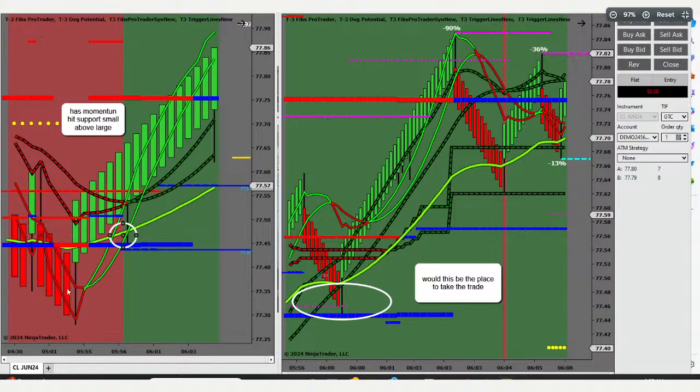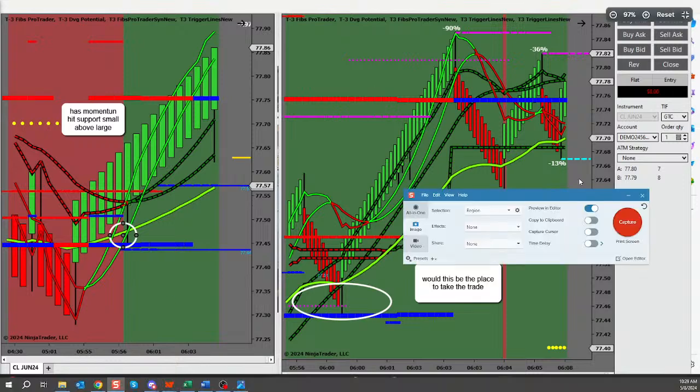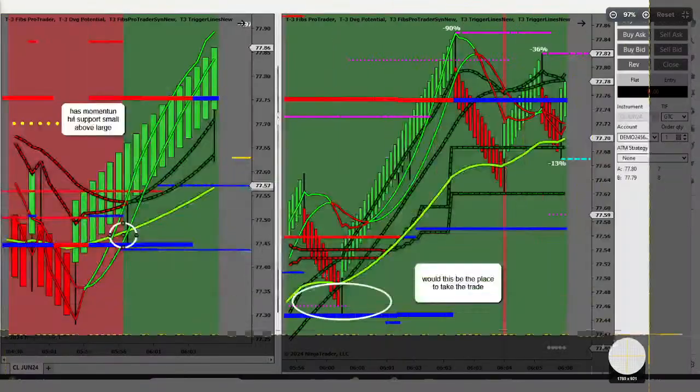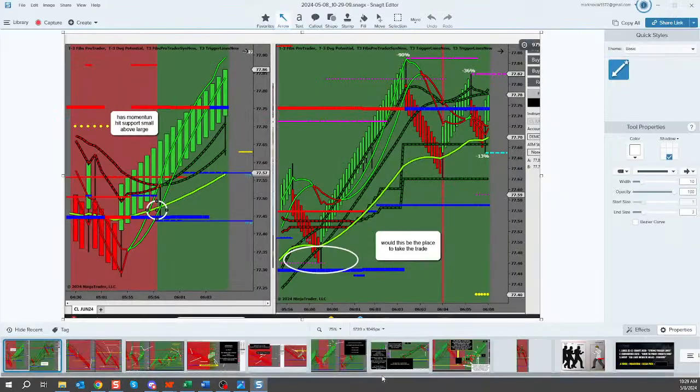Gary, are you with me in here? And I love it when people ask me, would this be the place to take the trade? Gary, did he leave? Well, hopefully he watches this later. So I'm going to mark up his chart a little bit. Guys, if you ever have to leave early, let me know. I'll look at your charts before you leave, I promise.